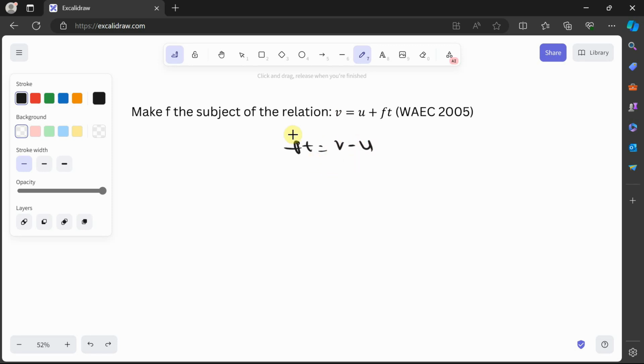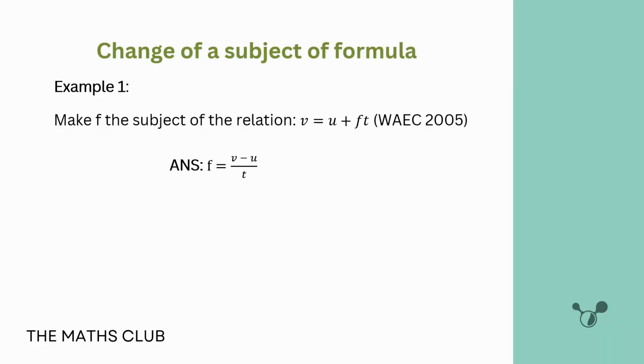And because I want to make the f stand alone, this is like f times t. To make f stand alone, I will do what? I will divide both sides by t. So this t will cancel this t. Therefore, our f will just be equal to v minus u all over t. So now let's see if our answer is correct. Great. So our f is equal to v minus u all over t.